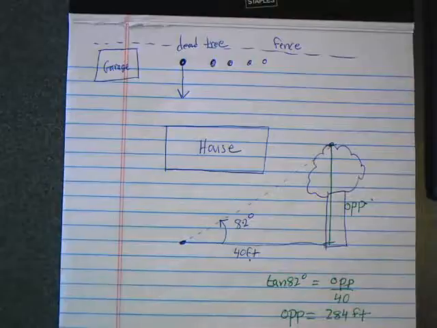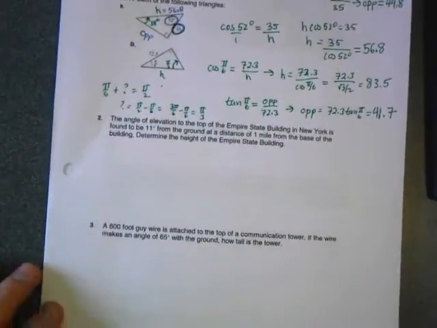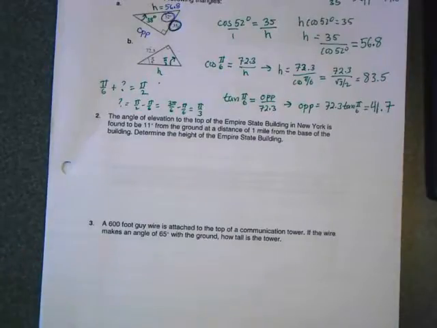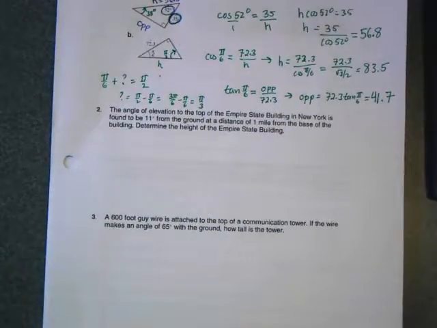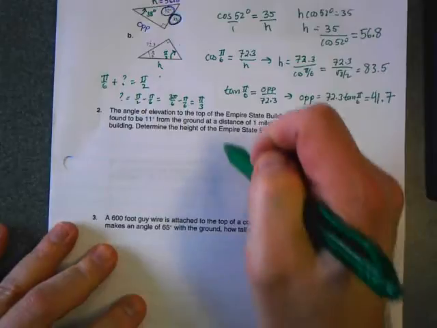Anyway, here are some other good examples of where we use right triangle trigonometry. Number 2 is pretty much the same question that we just did. The angle of elevation to the top of the Empire State Building in New York is found to be 11 degrees from the ground at a distance of 1 mile from the base of the building. Determine the height of the Empire State Building. Well, that's pretty much the exact problem we just did.